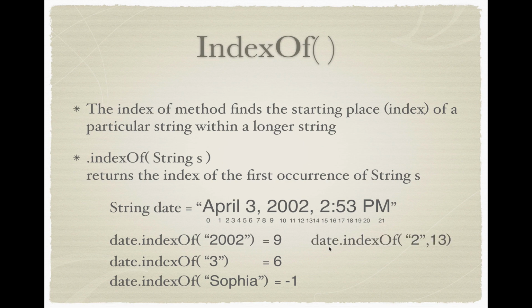Now there's another one that actually has 2 parameters. So if I'm choosing indexOf 2, but this is a starting point, so I want to start at 13. Look how many 2's there are. There's 1, 2, there's 3 2's. So if I just use indexOf 2, it's going to find the first one. But I'm saying start at number 13 here, so it's going to go ahead and find this 2 here.